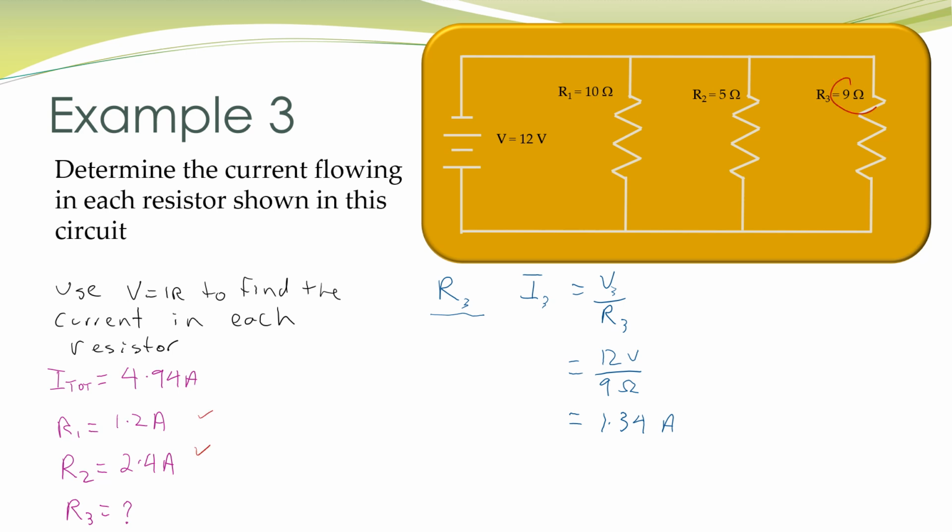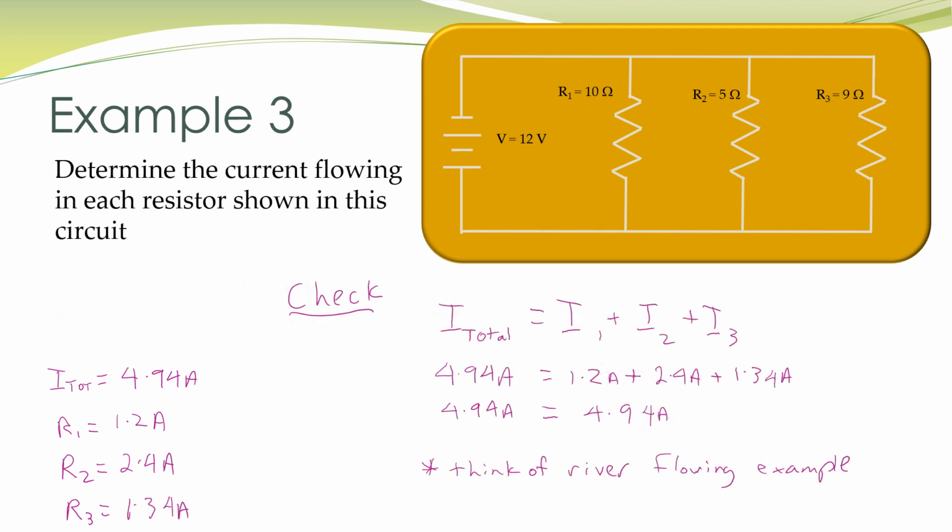Third resistor is 9 ohms. 9 ohms goes in there. 12 divided by 9 is around 1.34 amps. There's a little bit of rounding in there, but that's okay. So I've answered my question. I found all three of the currents going through those resistors.